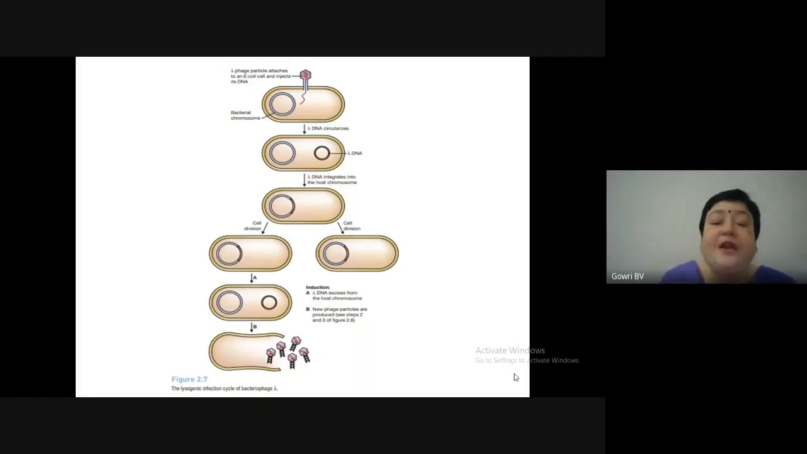We can also induce it artificially by increasing the temperature of growth of the host organism from 37 degrees Celsius to 42 degrees Celsius. So we are increasing the temperature of incubation to 42 degrees Celsius to bring about artificial induction during gene cloning experiments. So I think the picture is very clear.